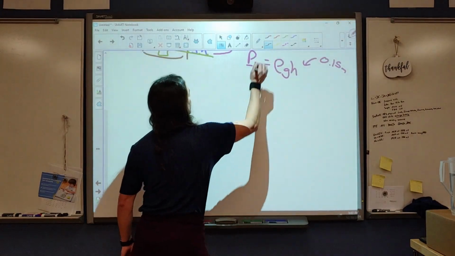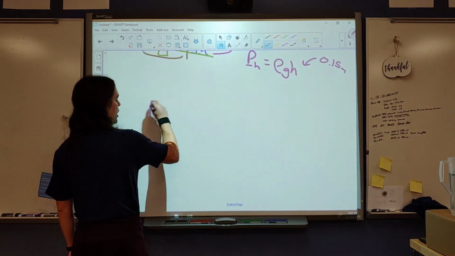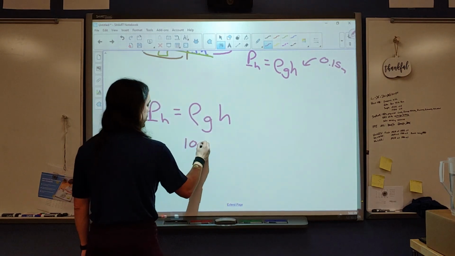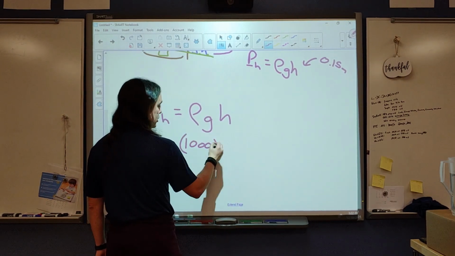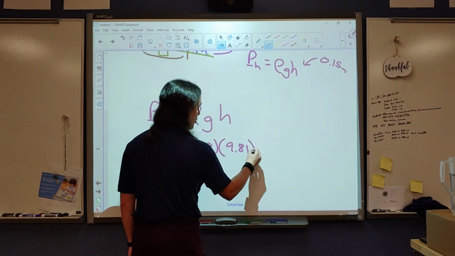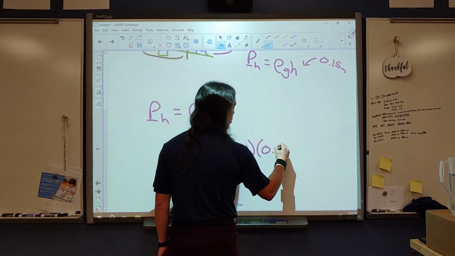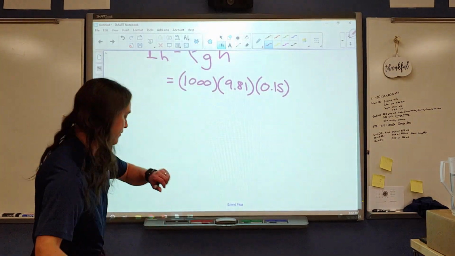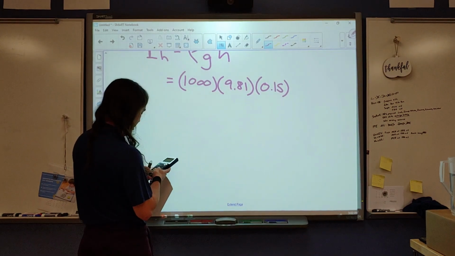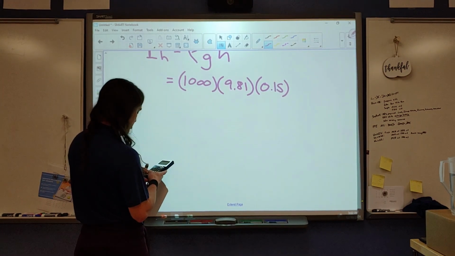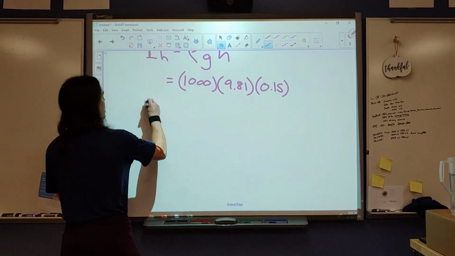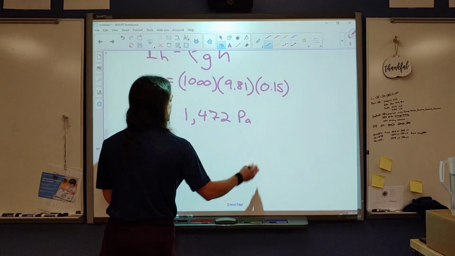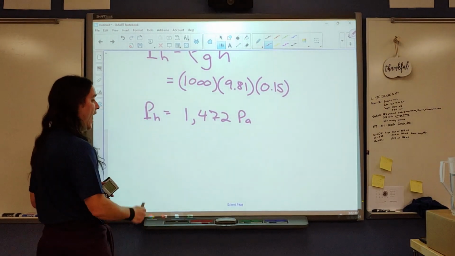We said that we would expect P_h to be equal to rho g h. And filling this in, we would have 1,000 with appropriate units times 9.81 with appropriate units times our height of 0.15 with appropriate units. So in this case, the weight of the fluid above us is going to be 1,000 times 9.81 times 0.15, which gives us our hydrostatic pressure of about 1,472 pascals. So what is our total actual pressure?